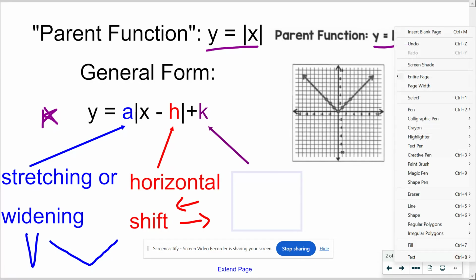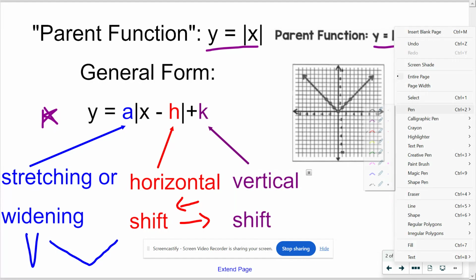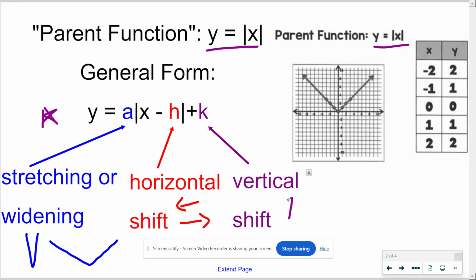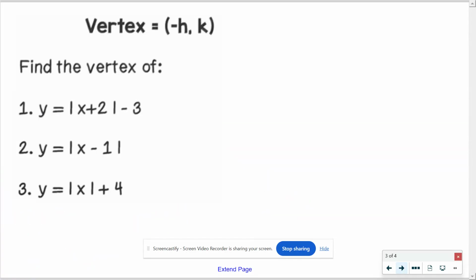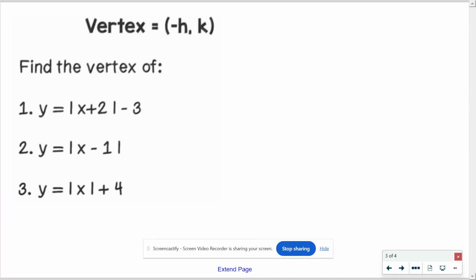And then lastly, we have k. And k tells us the vertical shift. How much we are going to be going up or how much we're going to be going down, again, compared to the parent function. Let's take this general form and put it into play. If we were to find the vertex of an absolute value equation, we can utilize that by finding the opposite of h, comma, k.